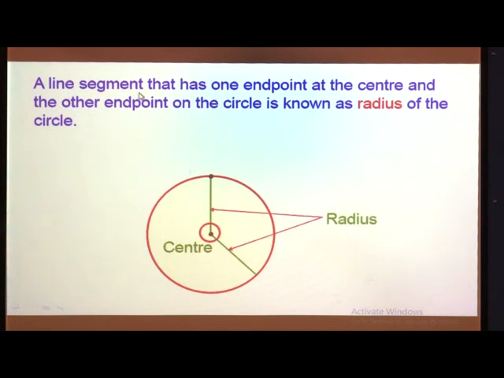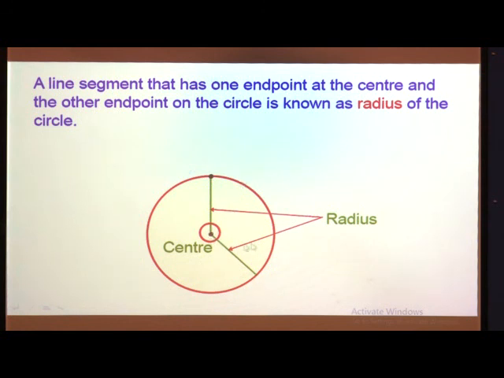A line segment that has one end point at the center and the other end point on the circle is known as a radius of the circle. Now you can see here, this is the center. This is a line segment which has one point at the center, and the other point on the circle. So this is called a radius.